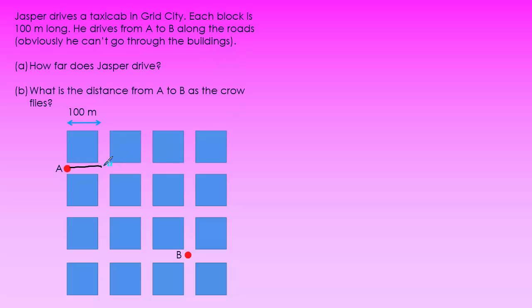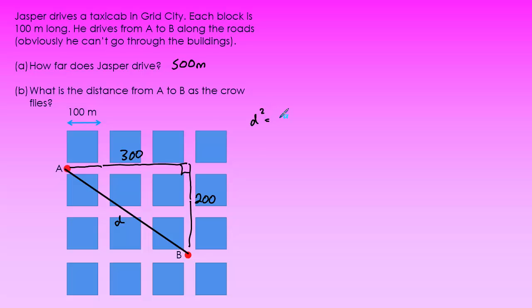Well, that's 100, 200, 300, 400, 500, and any route you take would be the same as that. So 500 meters. What is the distance from A to B as the crow flies? So the crow obviously can fly above the buildings, it doesn't need to go through them at all. So this is a right angled triangle, this is 300, and this is 200, and this we'll say is D.